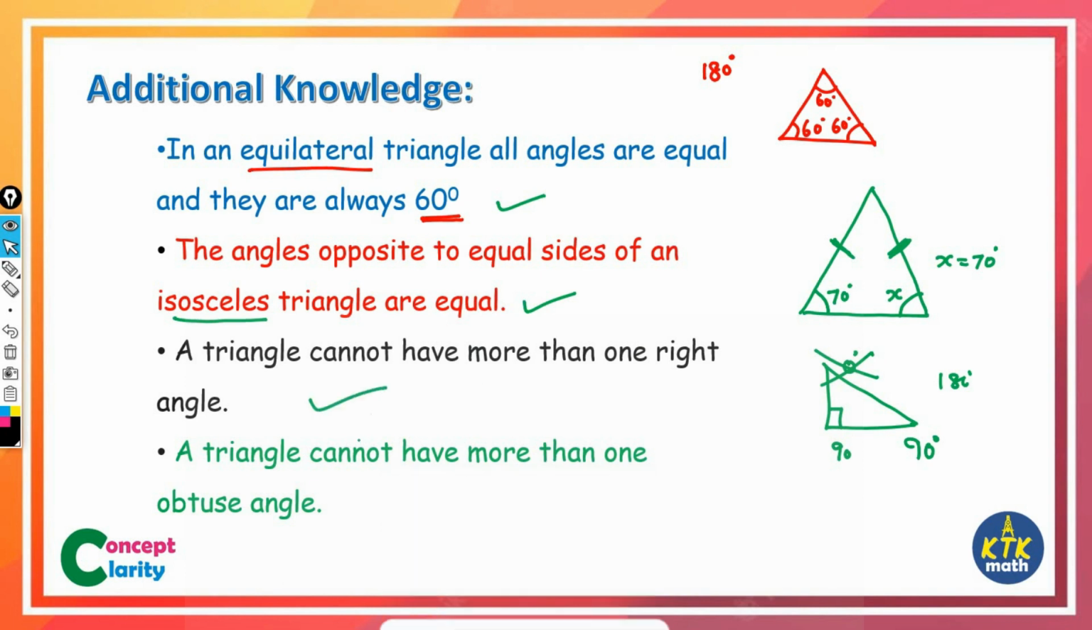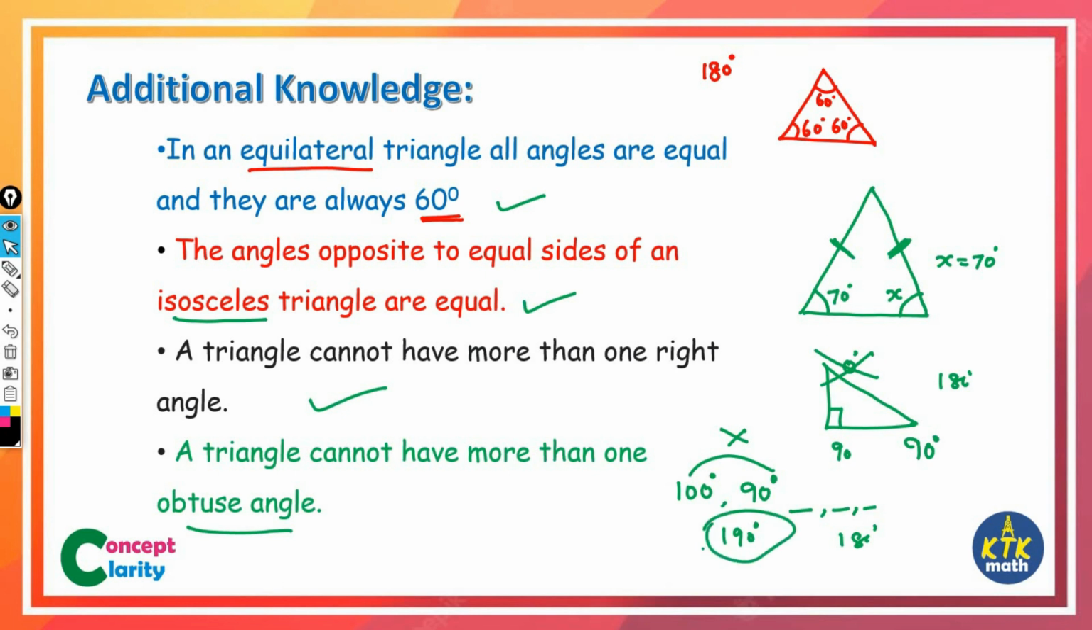In a very similar way, the last point also: a triangle cannot have more than one obtuse angle. Obtuse angle means what? An angle more than 90. For example, if you consider one angle as 100, is there any possibility of getting another angle which is more than 90? For example, if you take a second angle of 90 or 95, which is not possible, right? Because the sum of the three angles is 180 only, so getting more than 180 there is not possible.